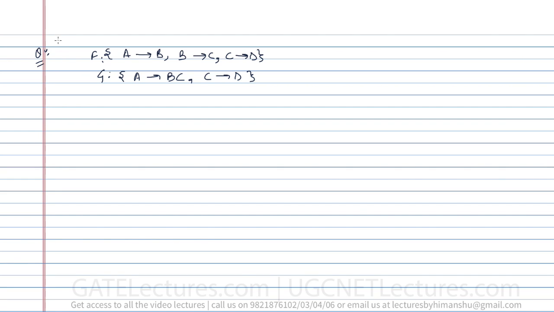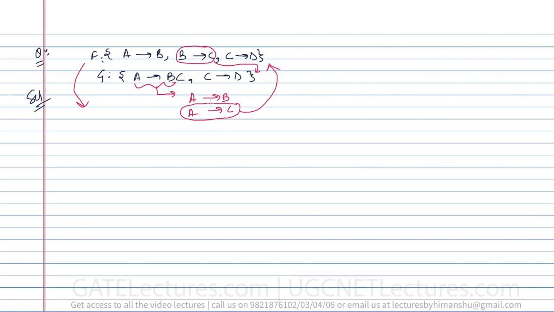For this purpose, first of all try to identify whether there is anything present in F but not in G, or anything present in G but not in F. In G, this functional dependency can be broken down into two parts, A derives B and A derives C. But A derives C is not present in F, and in F we have B derives C, which is not present in G.